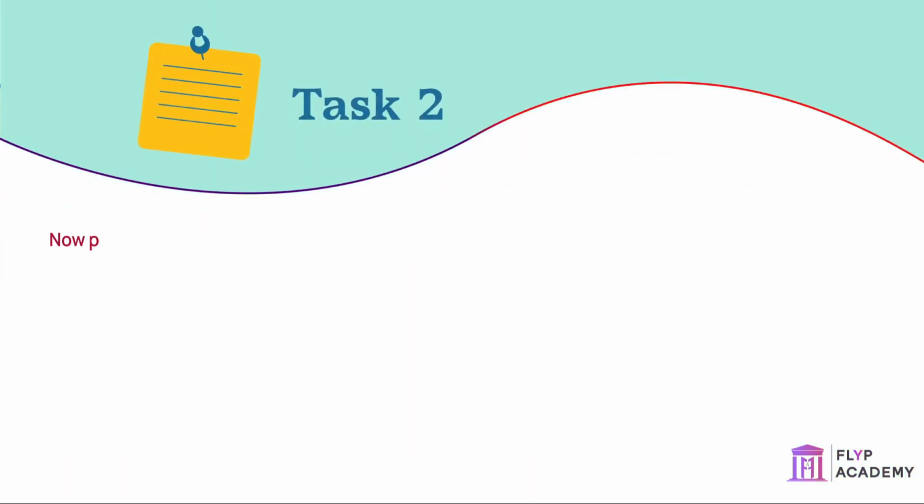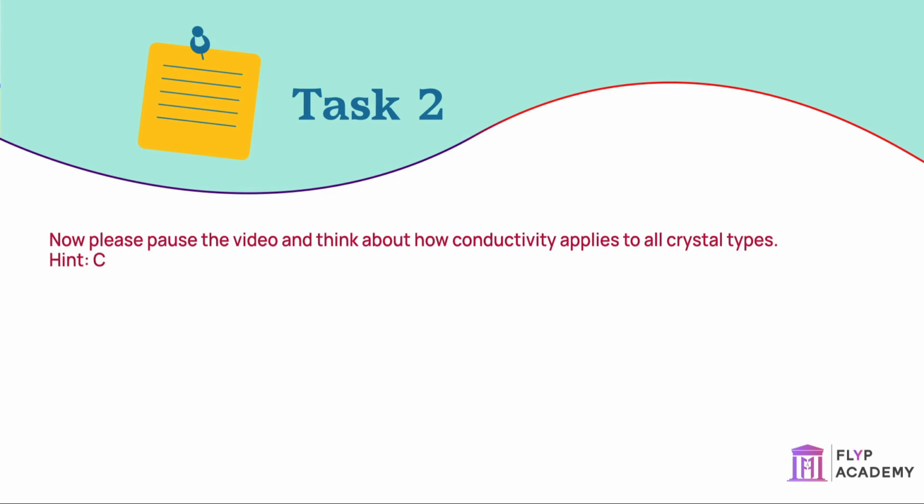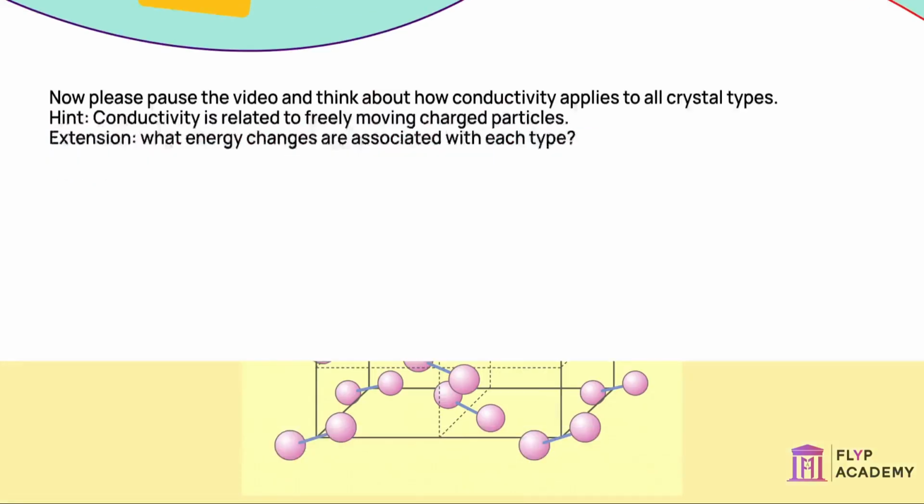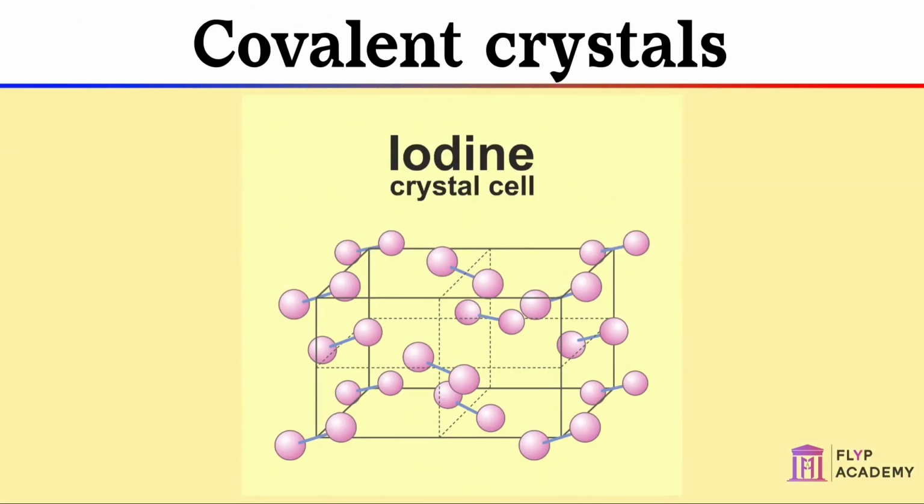Task. Now please pause the video and think about how conductivity applies to all crystal types. Hint: conductivity is related to freely moving, charged particles. Extension: what energy changes are associated with each type? Conductivity is always related to freely moving charged particles, ions or electrons.